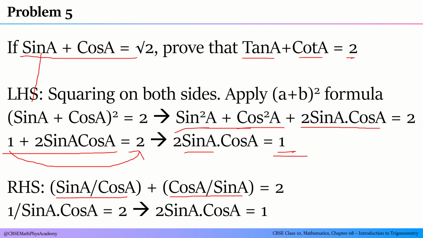Cos a sin a in the denominator. On the numerator it becomes sin square a plus cos square a, which is equal to 1. Therefore 1 by sin a into cos a is equal to 2. Cross multiplying, this 2 is multiplied with sin a cos a. Therefore you get 2 sin a into cos a is equal to 1, which is the same as the left hand side. So thus you have proved it.